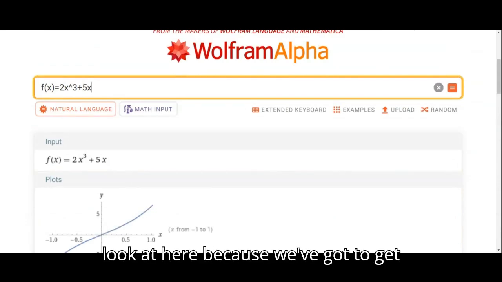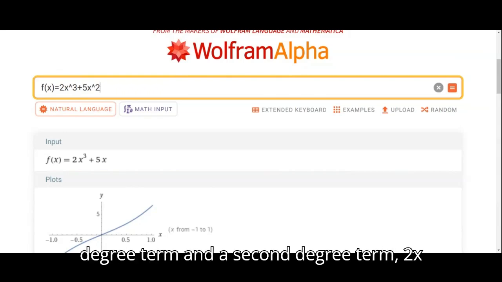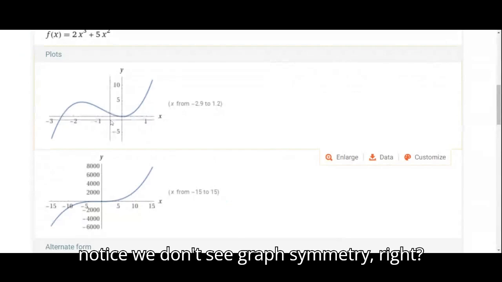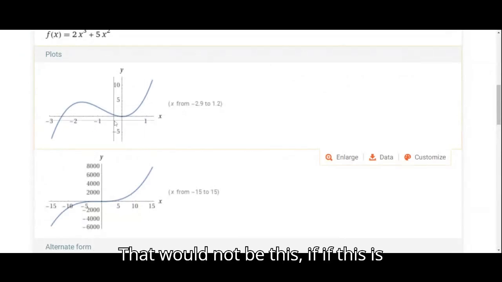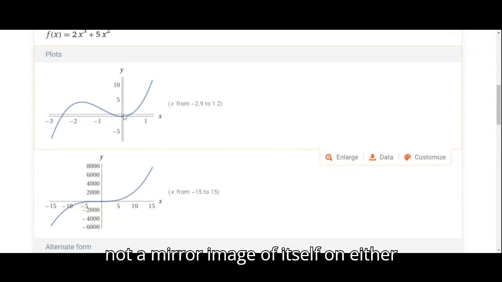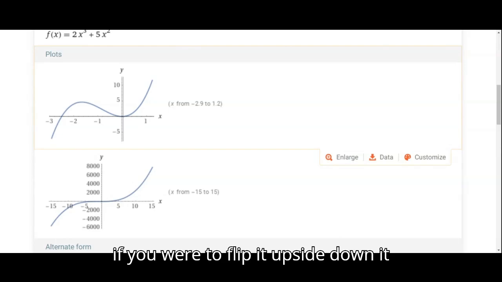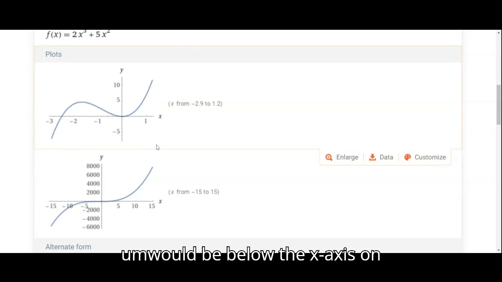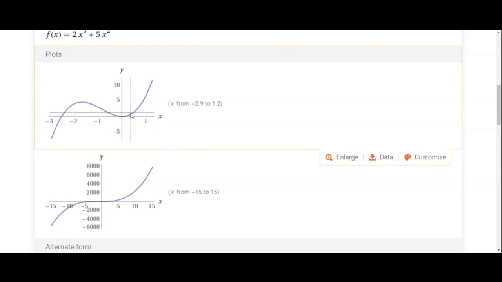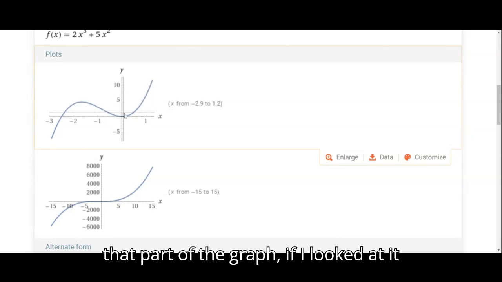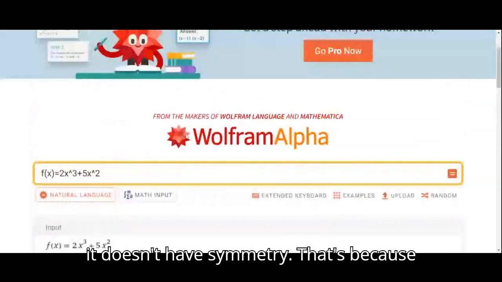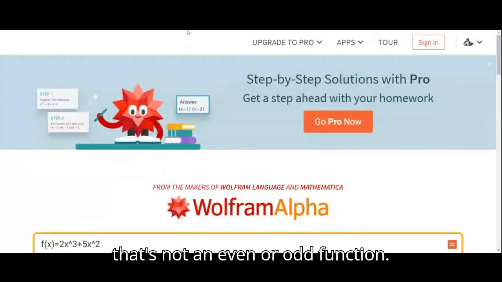If I mix something like this in, this is the last thing we'll look at here because we got to get rolling again. So now I've got a third degree term and a second degree term, 2x to the third plus 5x squared. And notice we don't see graph symmetry, right? This is not a mirror image of itself on either side of the y-axis, and you can see that if you were to flip it upside down, it would not look the same. This hump would be below the x-axis on the other side of the y-axis, and this dip that actually sort of looks like it hits the x-axis, all of that part of the graph, if I looked at it upside down, would be below the x-axis instead of above it. So it doesn't have symmetry. That's because that's not an even or odd function.